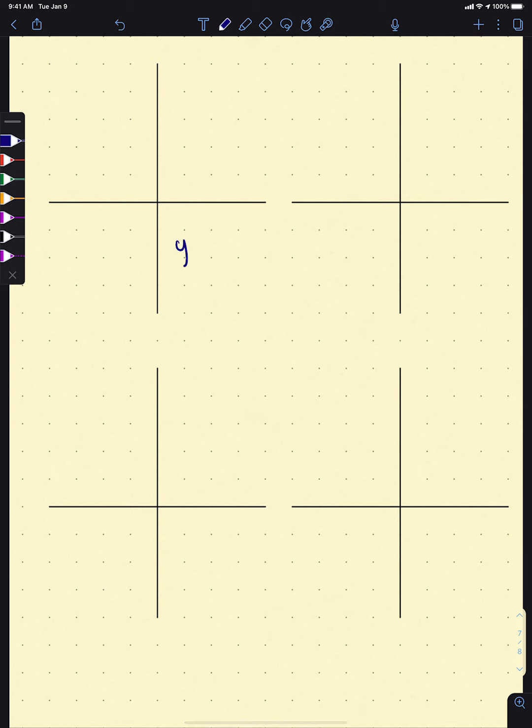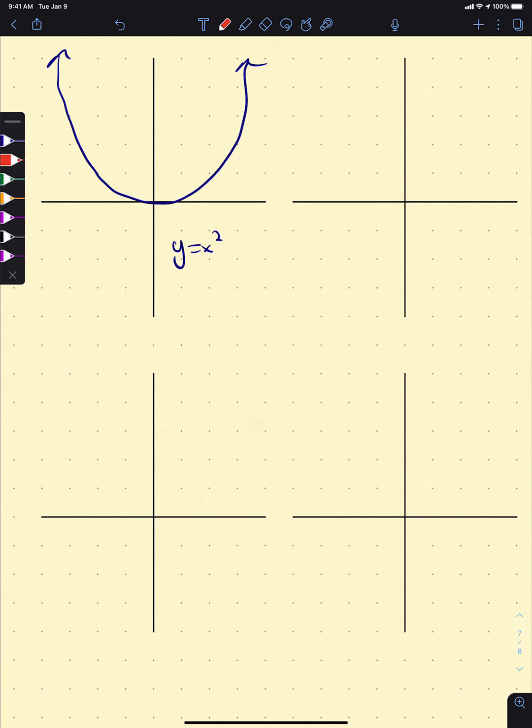We can have something like y equals x squared, which is going to look, well, it's not a great parabola. Let's see if we can do a little bit better. Sure. This thing is going to have an absolute minimum right here, and it's not going to have an absolute maximum. It's going to go arbitrarily large. As x gets arbitrarily large, y is going to get arbitrarily large as well, so there is no absolute maximum.